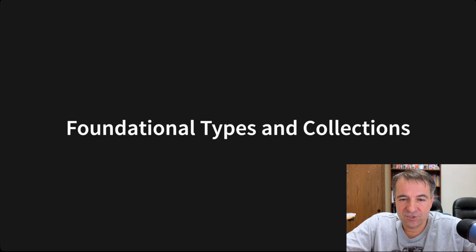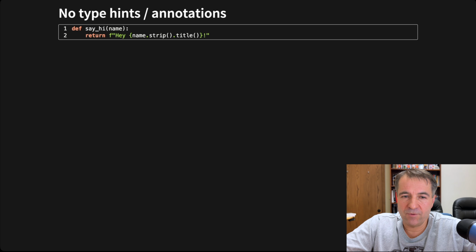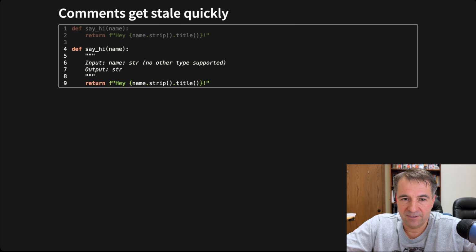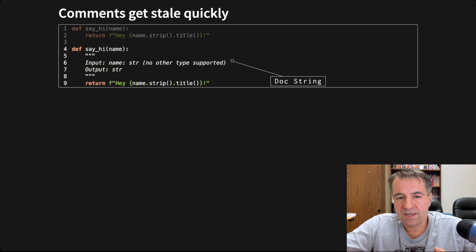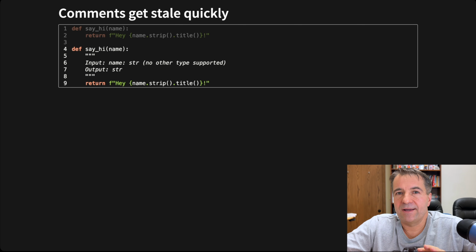So let's get started with foundational types. This is going to be quick. So that's a function that's not typed. Typically, it doesn't have type annotations. And typically in the old school way, you would add a docstring like this. Some people still swear by docstrings. I'm more on clean code, which says you don't want to write comments if you don't need them. You want your documentation to be inside your code. And that is one of the major benefits of type annotations.